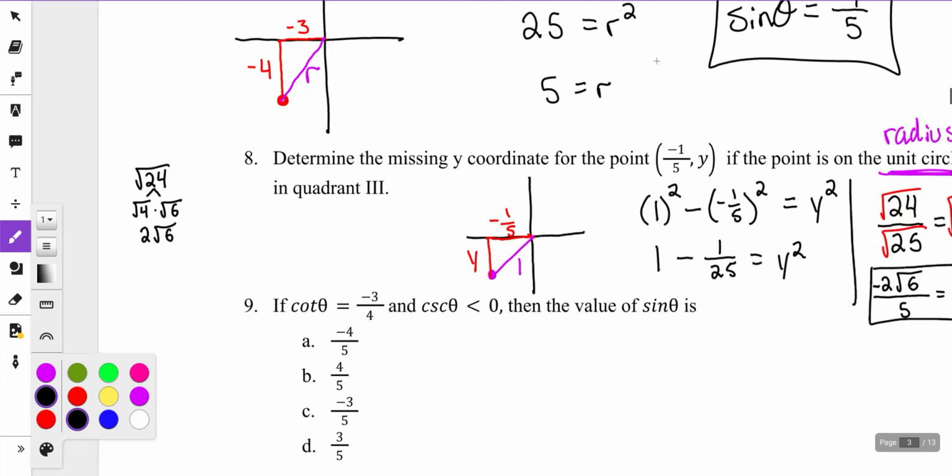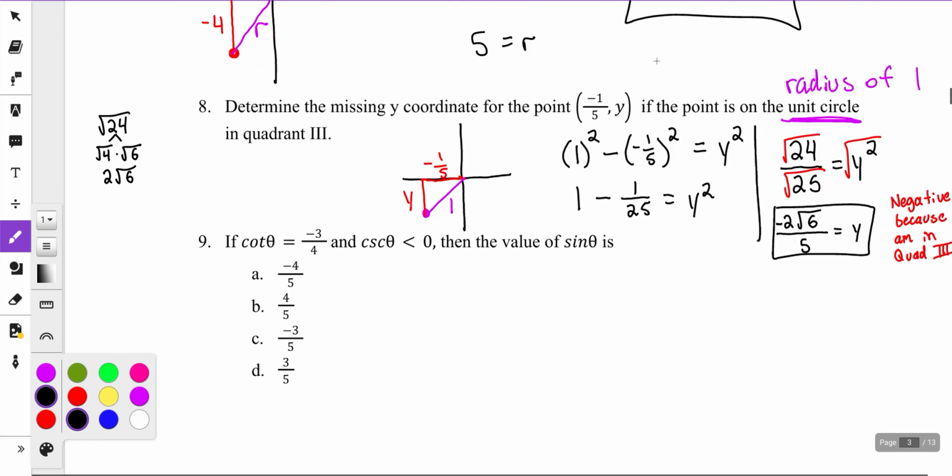Okie dokie. Number 9. If cotangent equals negative 3 over 4 and cosecant is less than 0, then the value of sine theta is. So again, I'm looking for a ratio. I'm looking for y over r. Okay. When they gave you these things, they gave you lots and lots of information. It just didn't feel like it.